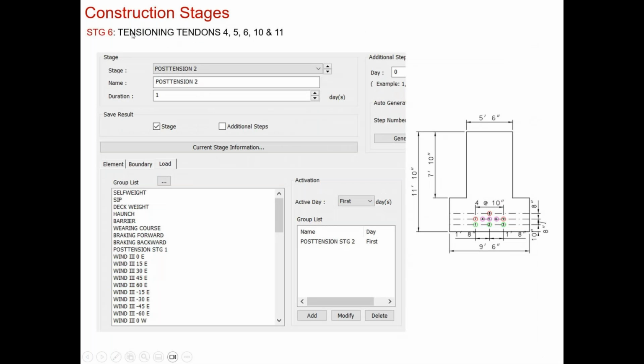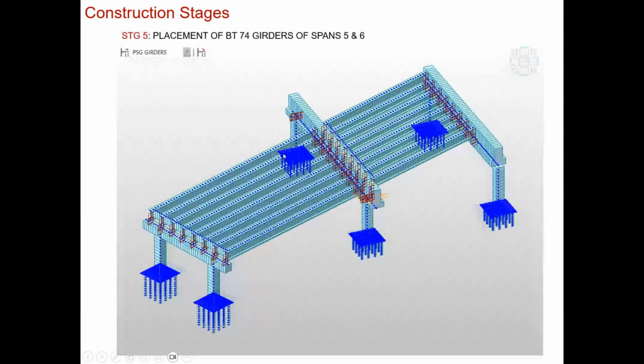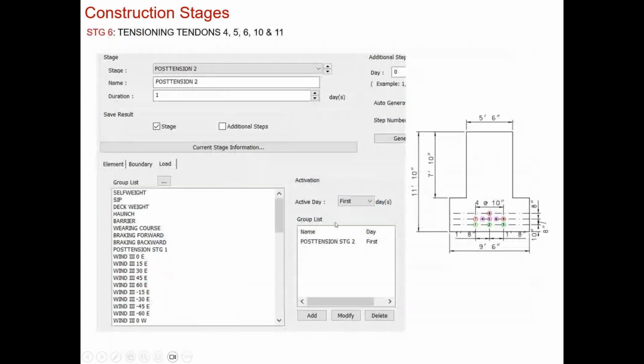Then we go and tension the rest of the tendons. The idea is to tension the rest of the tendons in the cap after applying some dead load on the cap. So that's why we selected to do the placement of the girders first, and then to tension the remaining tendons, 4, 5, 6, 10, and 11, to make sure that we don't end up with a huge effect from the post-tensioning or transfer. And in the meantime, we still have some dead load acting on the girder at this stage.